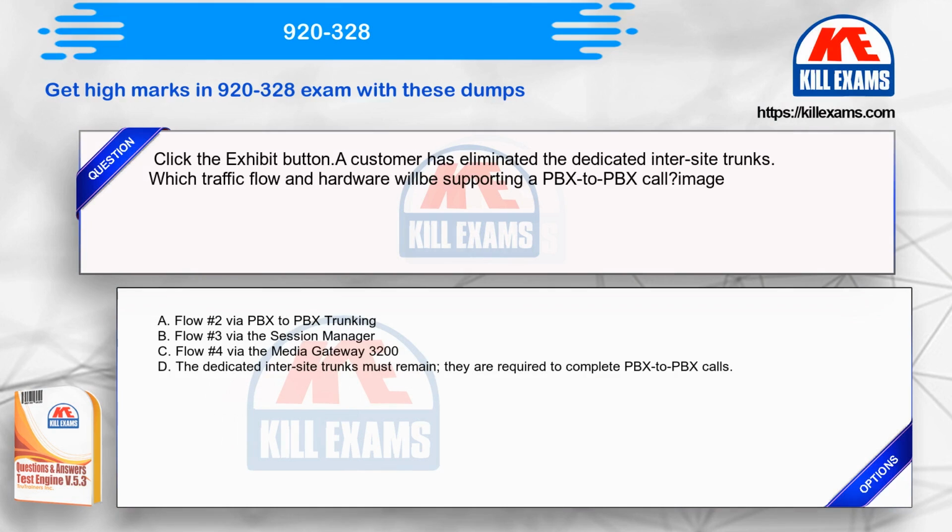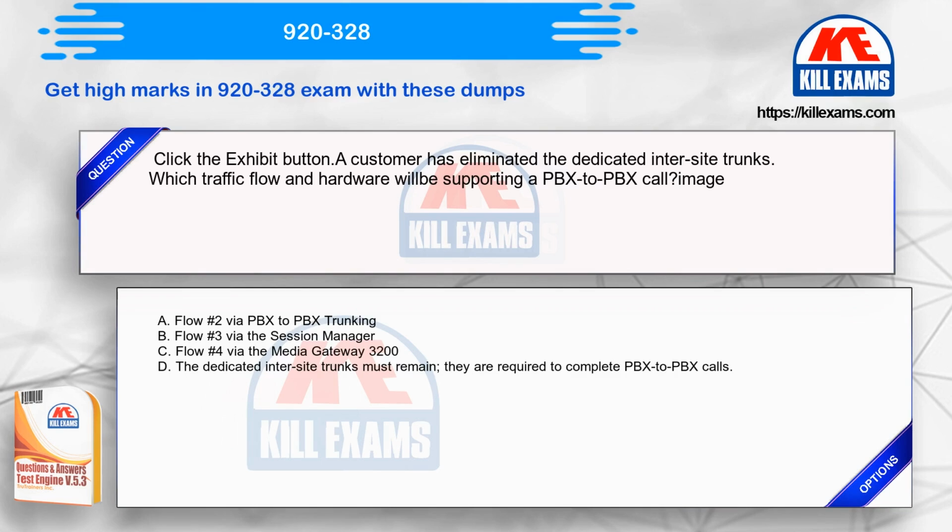Click the Exhibit button. A customer has eliminated the dedicated intersite trunks, which traffic flow and hardware will be supporting a PBX to PBX call? Option A. Flow number 2 via PBX to PBX trunking.